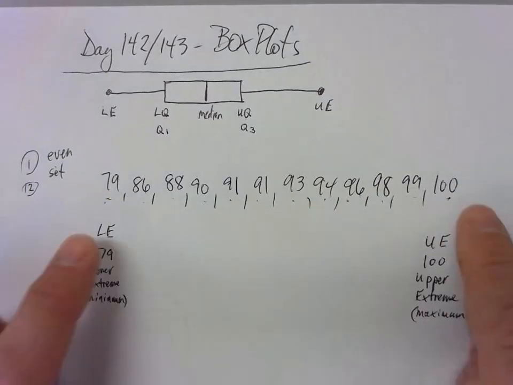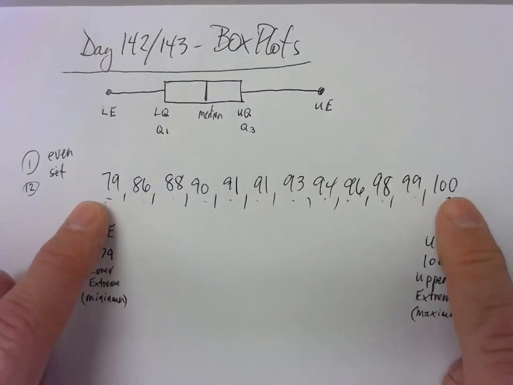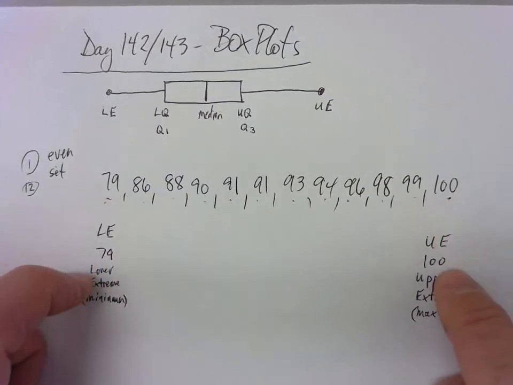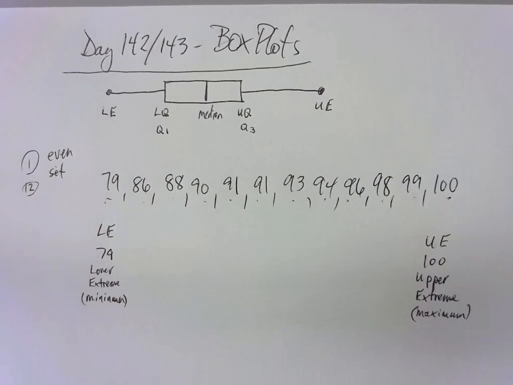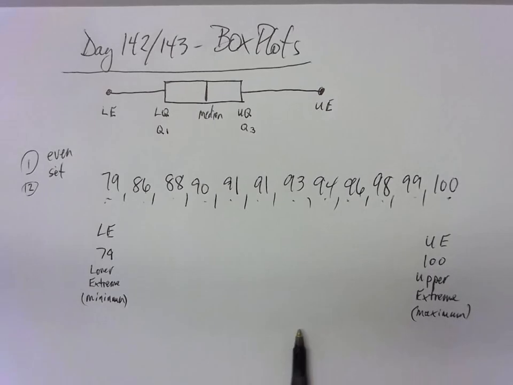If you were going to get the range, of course, if you were going to do the regular old normal range, you would do 100 minus 79. So you do the upper extreme minus the lower extreme, and that gives you the regular range. Okay. Now, since there's an even set of data here, we've got 12 numbers, we're going to split it in half.